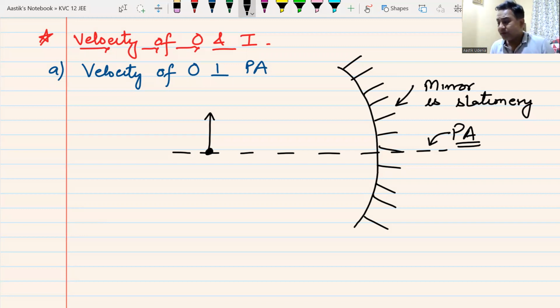In the case of a concave or a convex mirror, normally we don't make a question where the mirror moves, because then it becomes very complicated and more calculative. Those type of questions don't come. So in normal cases, the mirror is going to remain stationary and the object is going to move. There are two ways in which this object can move. The first way is this object can move perpendicular to the principal axis. Now, how are we going to find the velocity of the image in this case?